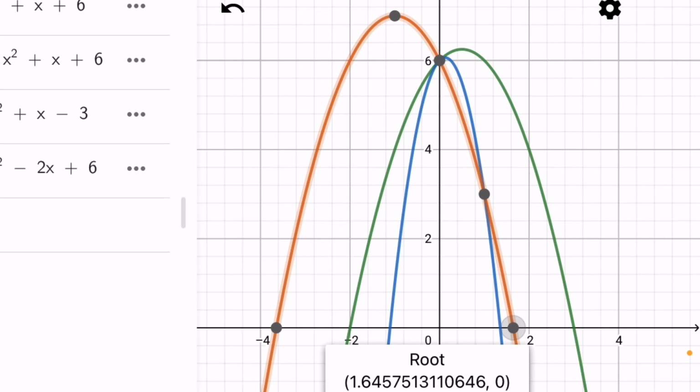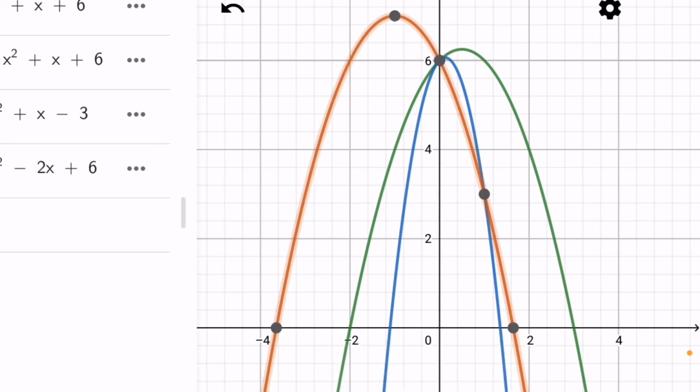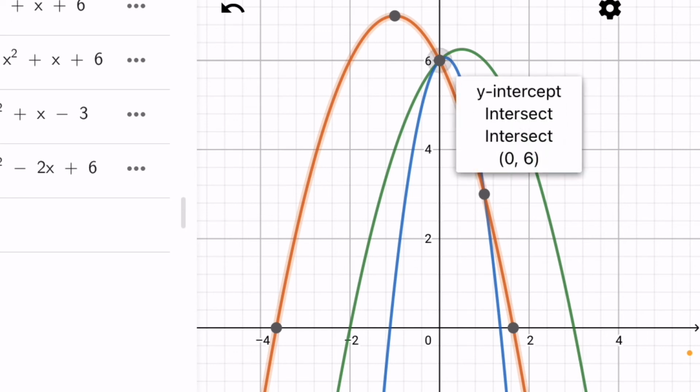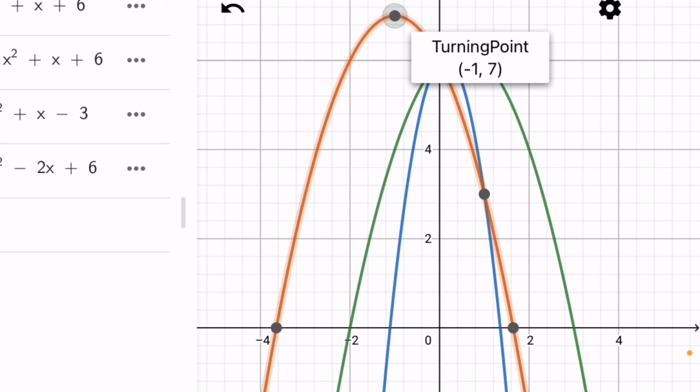So if we change the coefficient of x to negative 2, that means the graph now becomes negative x squared minus 2x plus 6. The y-intercept remains unchanged, (0, 6), but the maximum point goes higher compared to the original. The maximum point also changes. The axis of symmetry becomes negative 1, and the highest value of the function is 7.